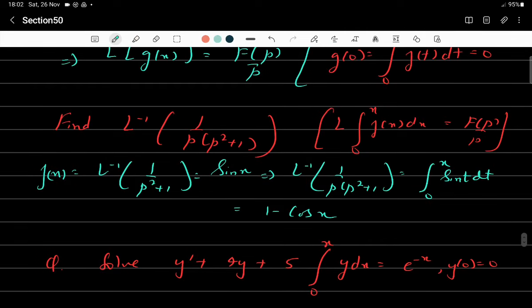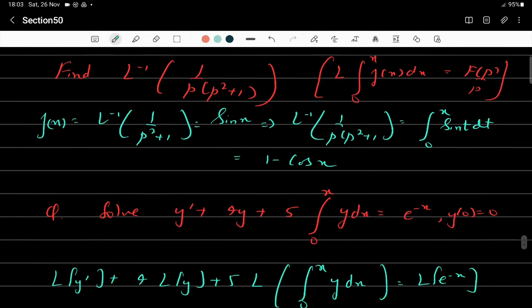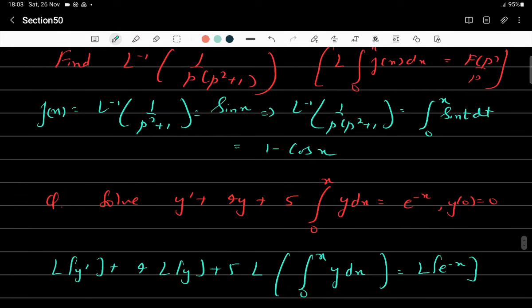So let's try the last question, which says: solve the differential equation y dash plus 4y plus 5 times the integral from 0 to x of y dx is equal to e raised to the power minus x. Again, if I have to use the Laplace transform, apply it on both the sides. So it becomes Laplace of y dash plus 4L of y plus 5L of the integral from 0 to x of y dx. Yes, L of y dash I already know. I just have to see what would be L of the integral from 0 to x of y dx.